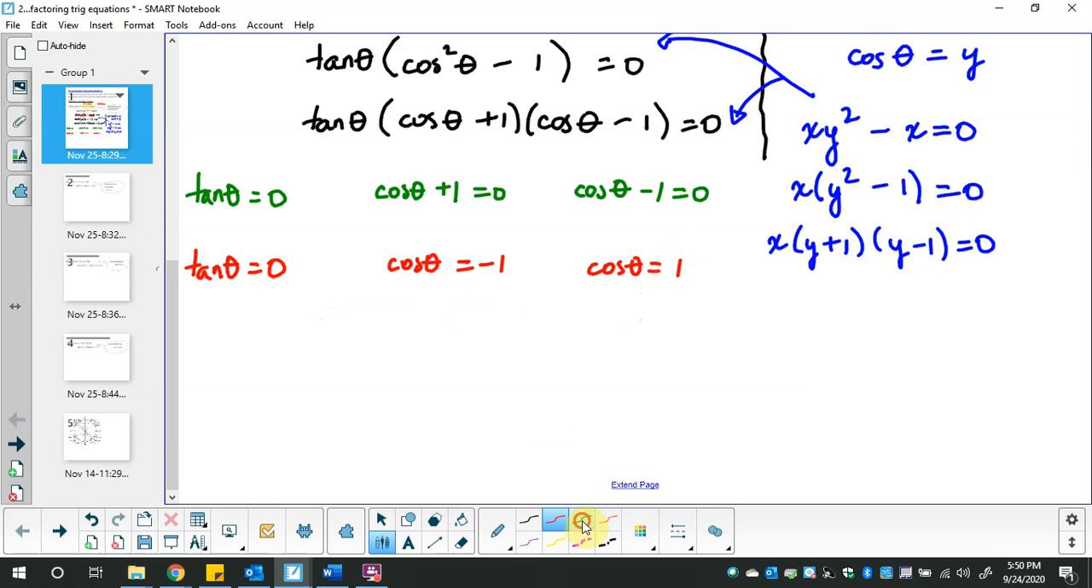And whether you realize it or not, this is a unit circle measurement. I can find cos theta is equal to 1 on the unit circle. I can find cos theta is equal to negative 1 on the unit circle. And I can also find tan theta is equal to 0 on the unit circle because tan theta is sine theta over cos theta. It means that cos could be anything as long as sine theta is 0 to make the fraction 0.